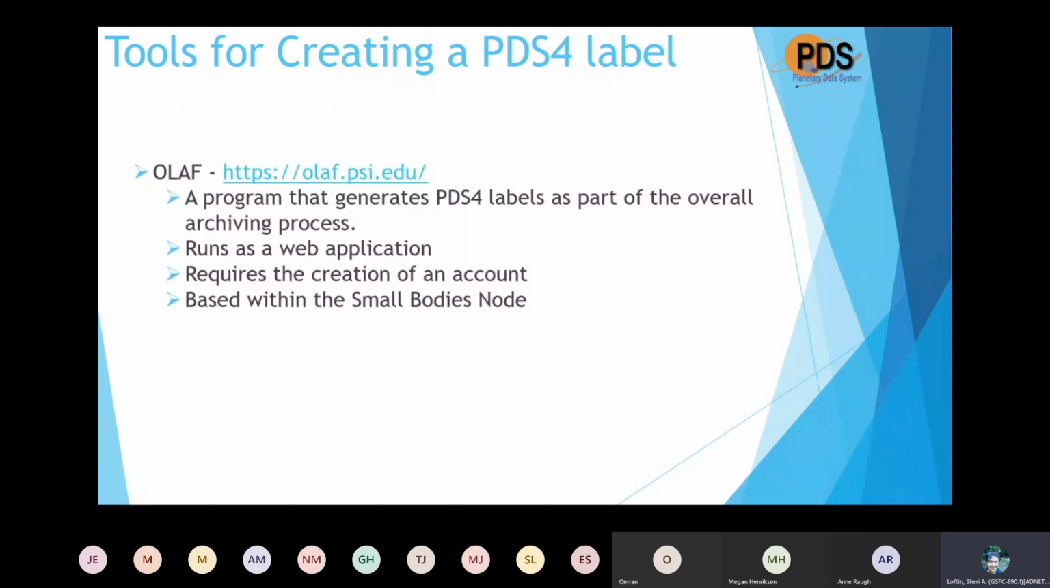If you're working with the Small Bodies node, there's a tool called OLAF that does create labels, but it does it as part of an overall archiving process. So it's more of a larger package, and it's pretty basic. For very specific things, you're still going to have to ask questions, but it's a good tool. If you're working with the Small Bodies node, it's especially good. It's one of the things that could be fleshed out to work with more nodes, but we're still working on that. So there you go.